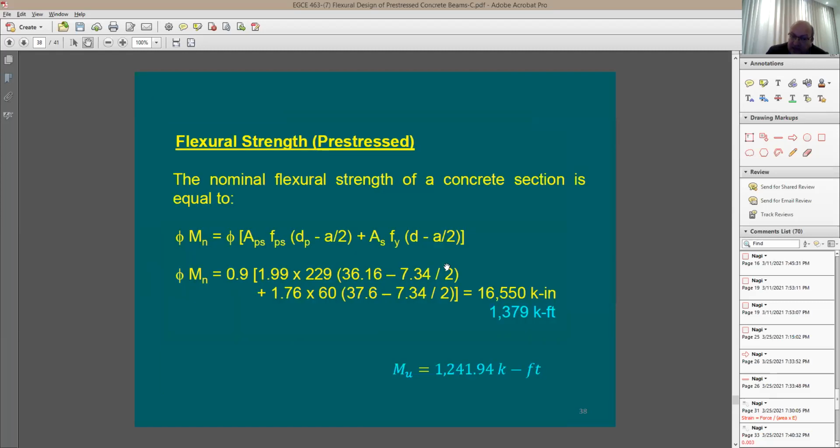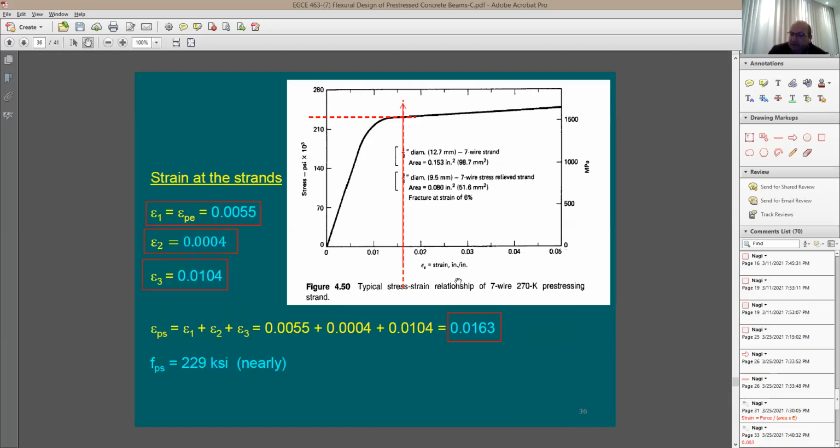So usually in our design, we don't really do this kind of detailed method that you're trying to do here, maybe in software or maybe for some research. So you're going to be figuring out the strain in the concrete, the strain originally in the strands, and then you find out the stress-strain relationship, right? And then figure out fps.